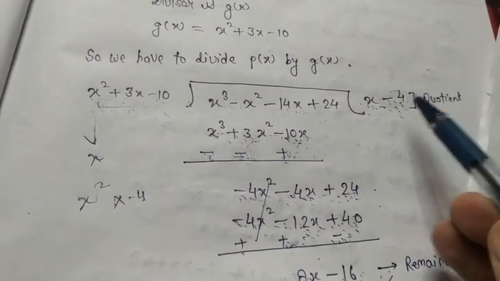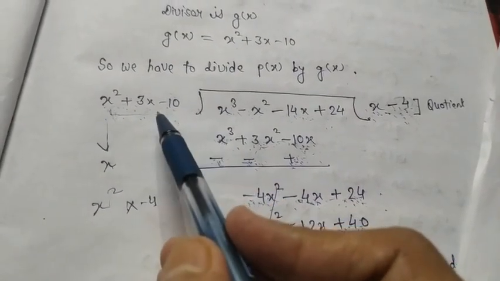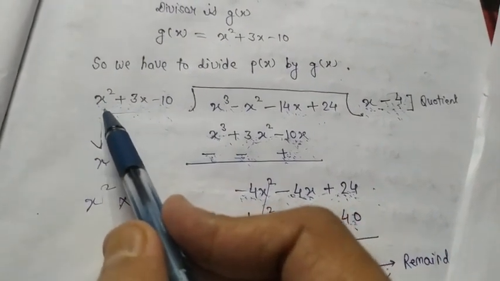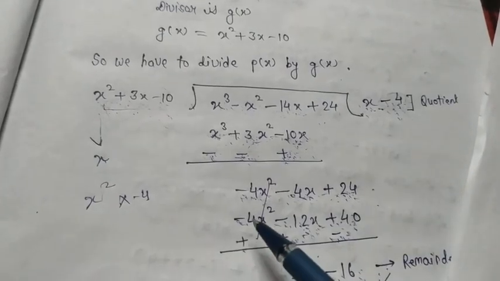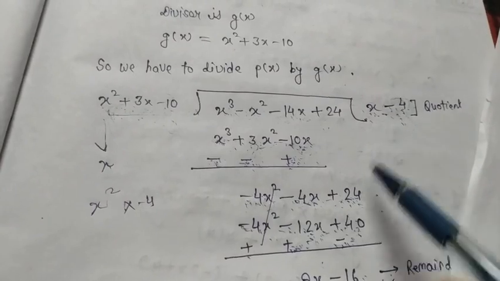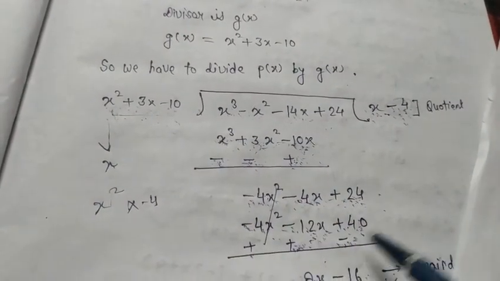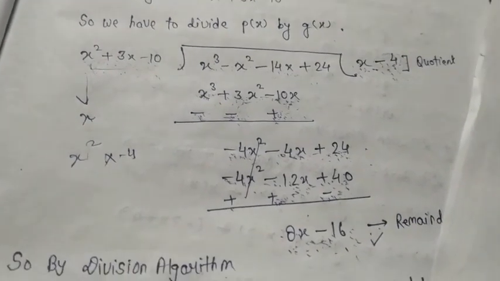Now this minus 4 will be multiplied to this whole term. So one by one we will multiply. x square when multiplied by minus 4 will become minus 4x square. When plus 3x is multiplied by minus 4, it will become minus 12x. And when minus 10 is multiplied by minus 4, it will become plus 40. Again, you can change the sign.